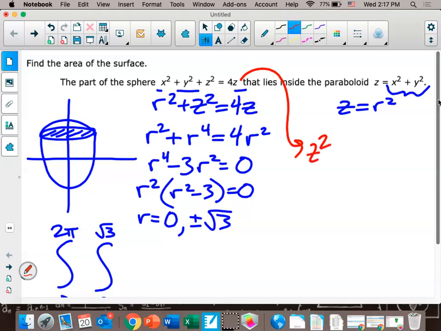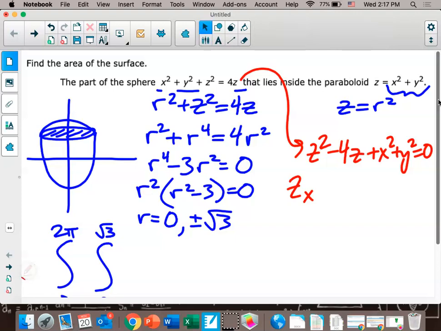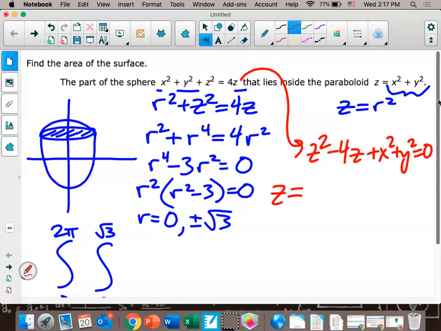So we have z squared minus 4z plus x squared plus y squared equals 0. So it's still weird though, because it's not solved for z. Right? Oh, I know what I could do. I could keep the z in it. I think that's okay. Yes.